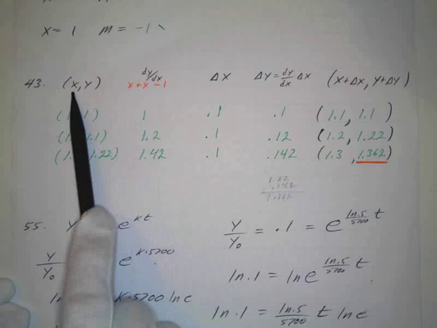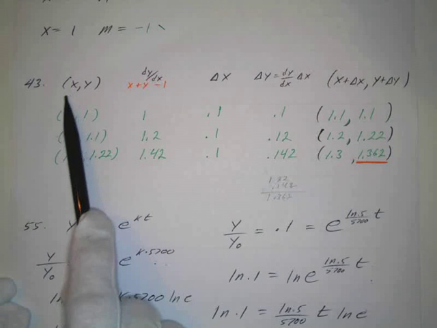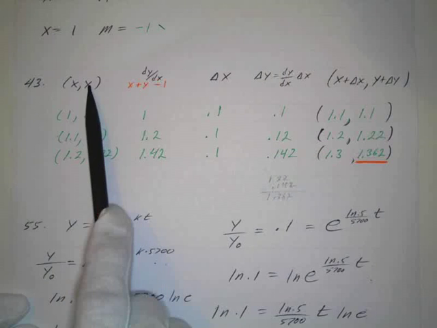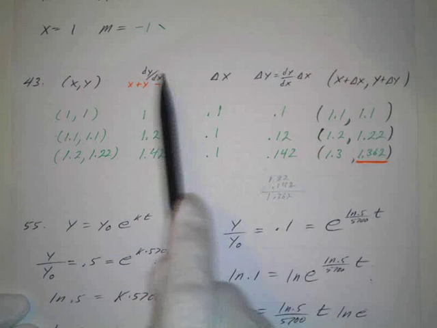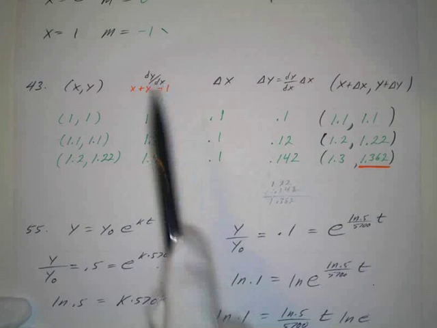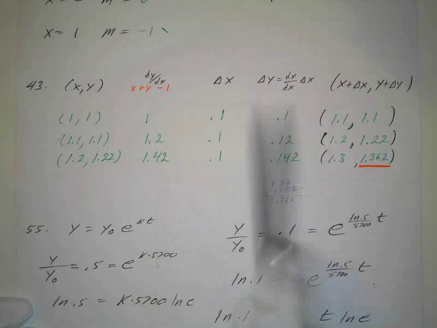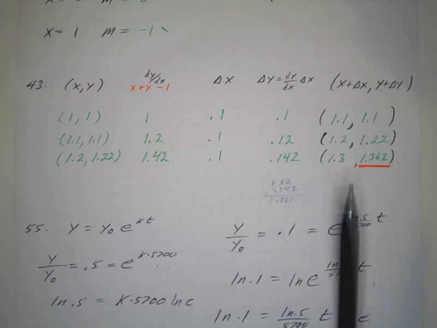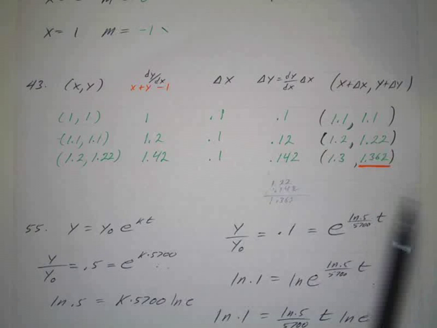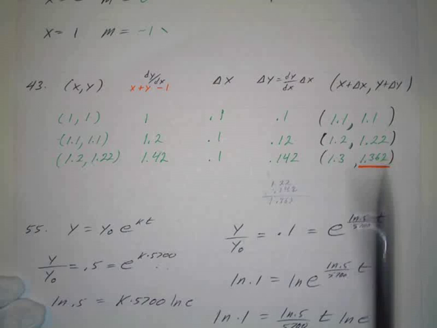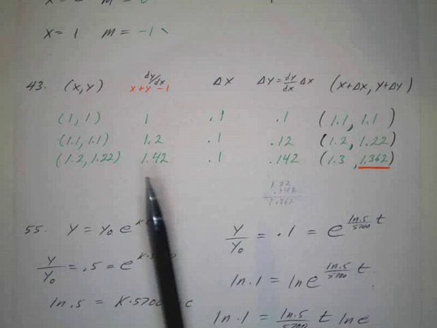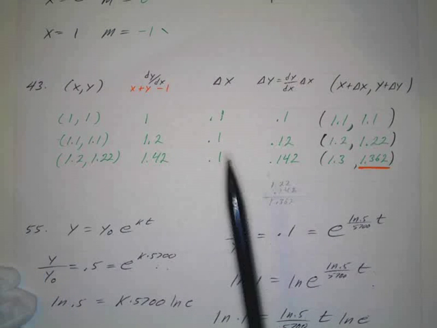So remember, you just set your pattern up like this, and we've used a little table. X, y was my initial point. This was my derivative, my dy dx. In this case, number 43 was x plus y minus 1. My delta x was, they wanted to use increments of 1/10. So they said that delta x was 1/10, and we wanted to go all the way to 1.3 to approximate that.